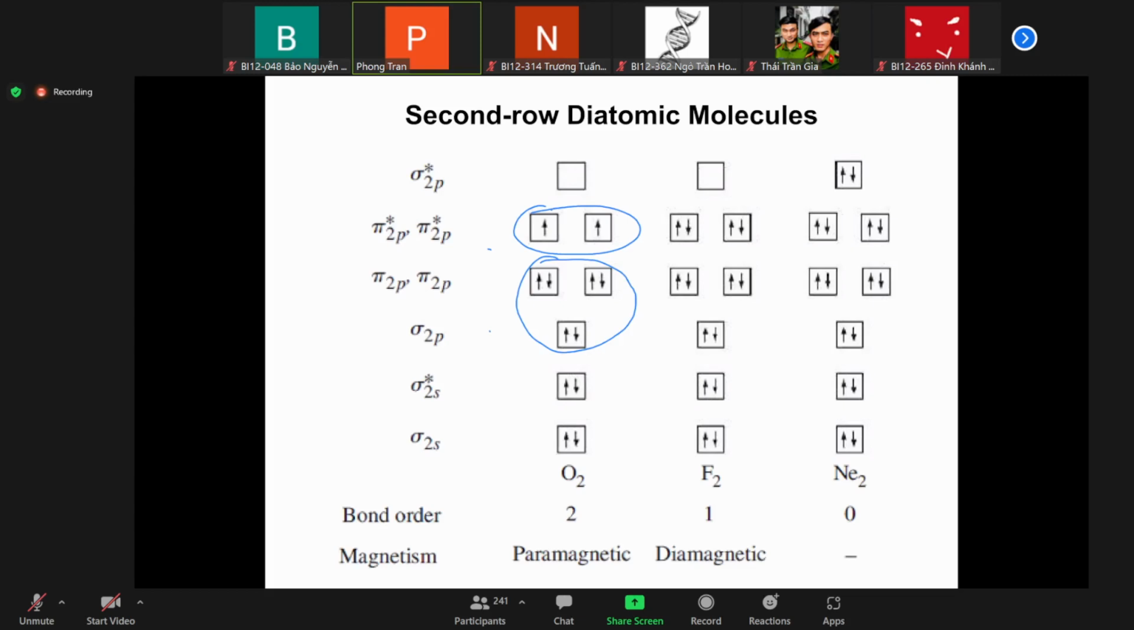And then it's paramagnetic because it has 2 single electrons. In that case, the total spin S equals half plus half equals 1. So you see that's the difference between nitrogen and oxygen: oxygen has 2 single electrons and nitrogen has 0 single electrons. Okay.